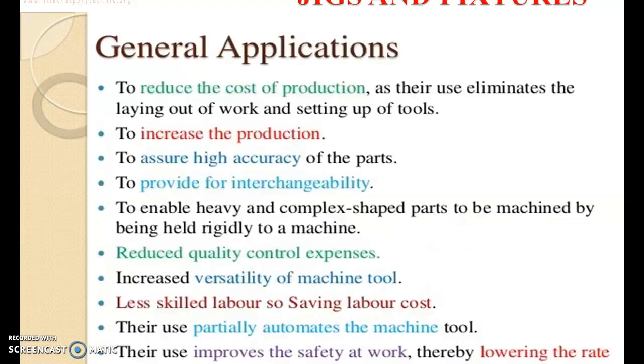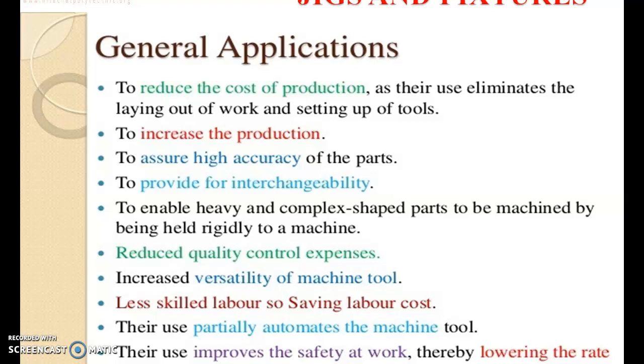Let us discuss some general applications, or you can say advantages, of using these jigs and fixtures. In the examination it may be asked for 5 marks. Number 1, to reduce the cost of production. Number 2, to increase the production. Number 3, to assure high accuracy of the parts. Number 4, to provide for interchangeability. Number 5, to enable heavy and complex parts to be machined by being held rigidly to a machine.